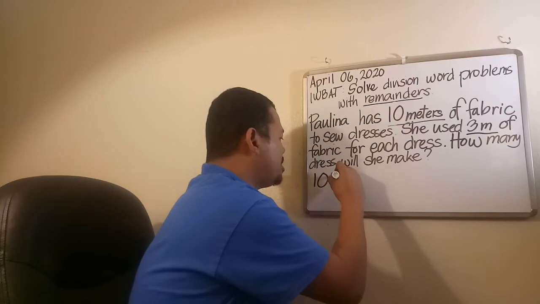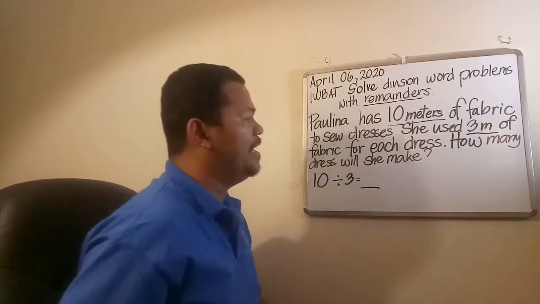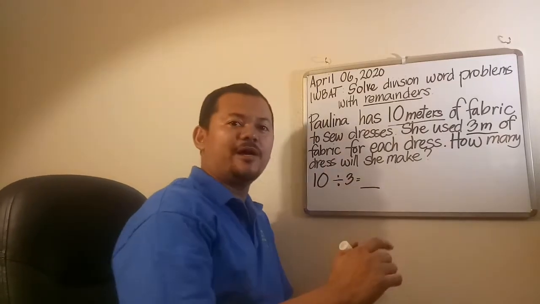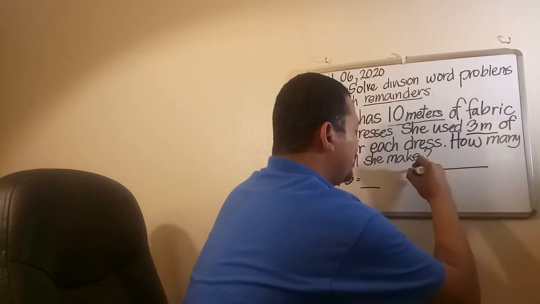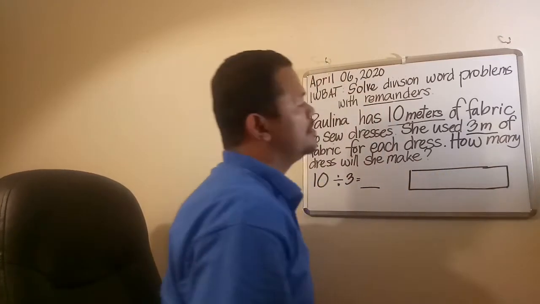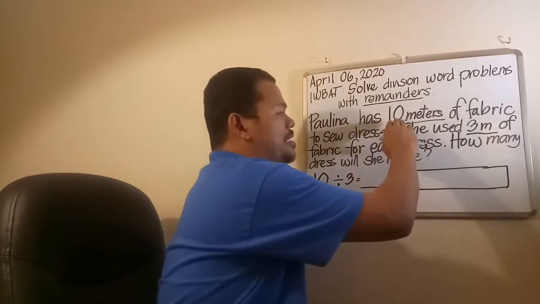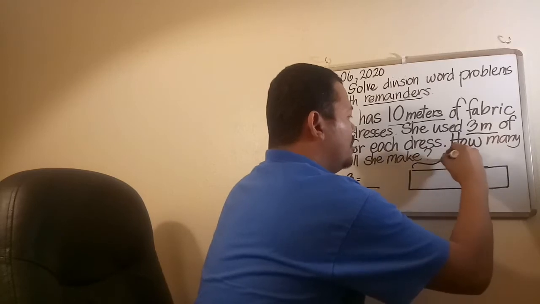Okay? So 10 meters divided by 3. Okay? We're going to find out. Let's try to use a tape diagram to solve this problem. Okay? So let's say this is the fabric and this is your tape diagram. Okay? So we got here 10 meters. Meaning to say this is 10 meters all.